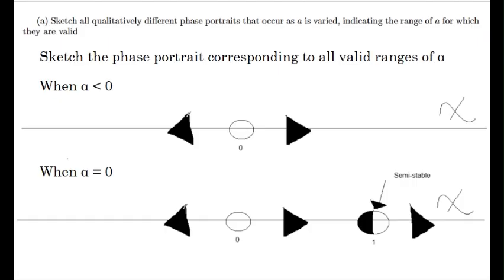When a is equal to 0, there are two equilibrium solutions. There is x is equal to 0, which is unstable just as before, and there is x is equal to 1, which is semi-stable, meaning solutions approach it from the left and move away from it from the right.